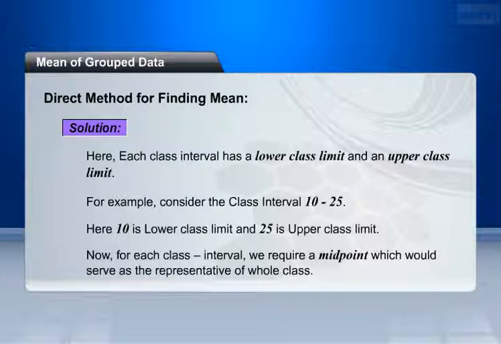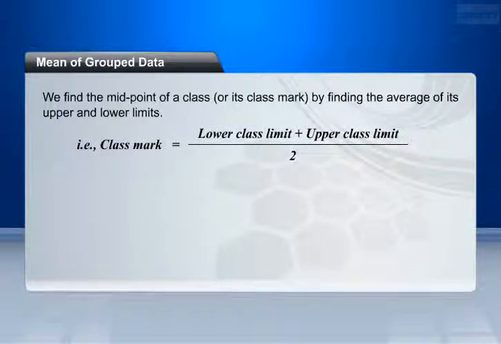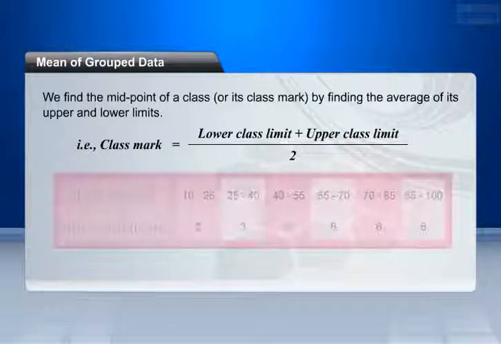Now, for each class interval, we require a midpoint, which would serve as the representative of the whole class. We find the midpoint of a class, or its class mark, by finding the average of its upper and lower limits. Here, this midpoint is referred to as class mark. That is, class mark is given by the formula, lower class limit plus upper class limit, divided by 2.